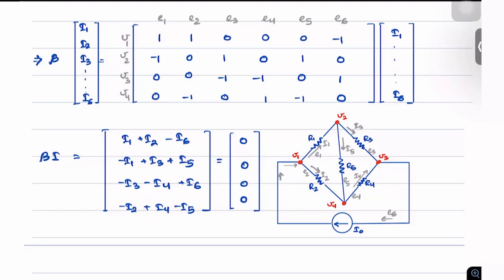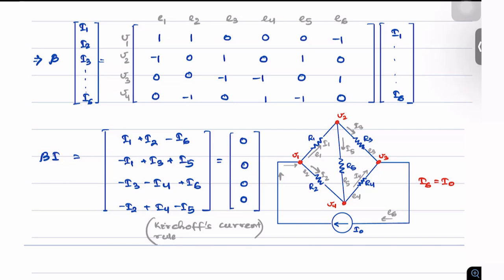Hence, when we use the incidence matrix and multiply to it the vector of currents flowing through the branches, what we get is exactly the current at each node. And this expression, according to Kirchhoff's current rule, is equal to 0. Just to remind you, please take note of the fact that I6 is actually equal to I0 here.